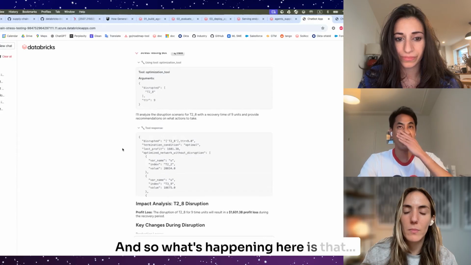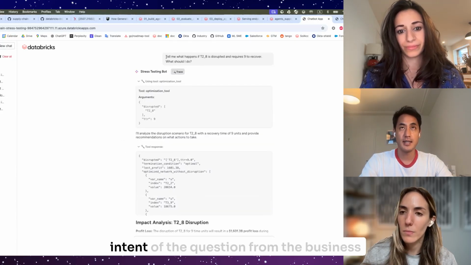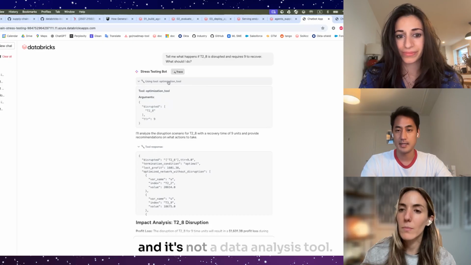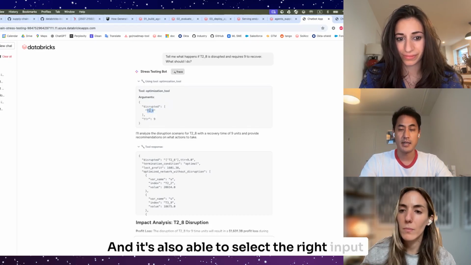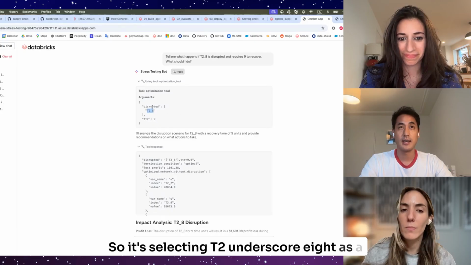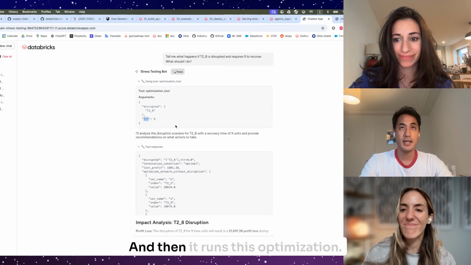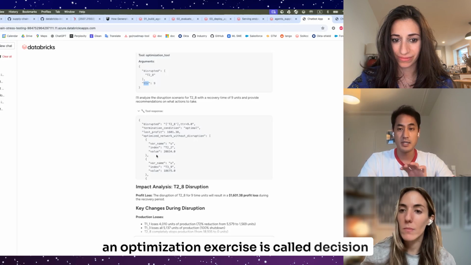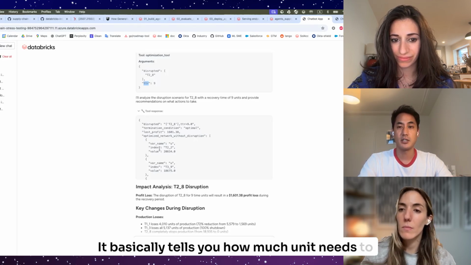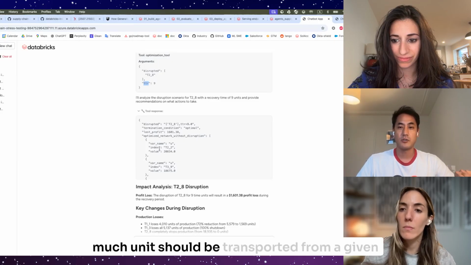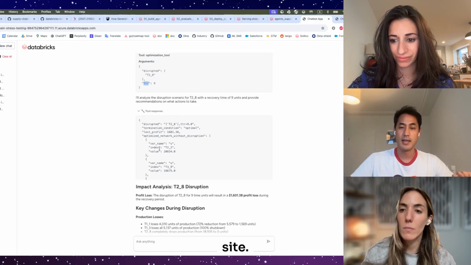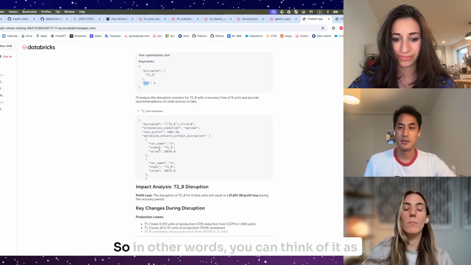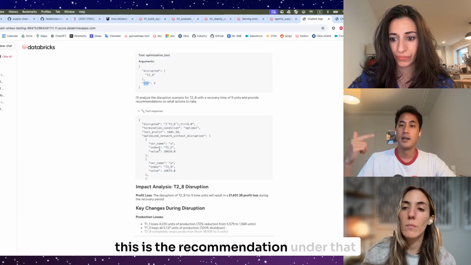And so what's happening here is that the agent first is able to understand the intent of the question from the business manager, and it's able to select the right tool. In this case, it's an optimization tool, and it's not a data analysis tool. And it's also able to select the right input parameters. So it's selecting T2_8 as a disruptive scenario and TTR as 9. And then it runs this optimization. And what happens next is that the result of an optimization exercise is called the decision variable. It basically tells you how much unit needs to be produced at every supplier site and how much unit should be transported from a given supplier site to the downstream supplier site. And that is, let's say, the value of the decision variable that maximizes the profit. So in other words, you can think of it as the recommendation under that specific scenario.